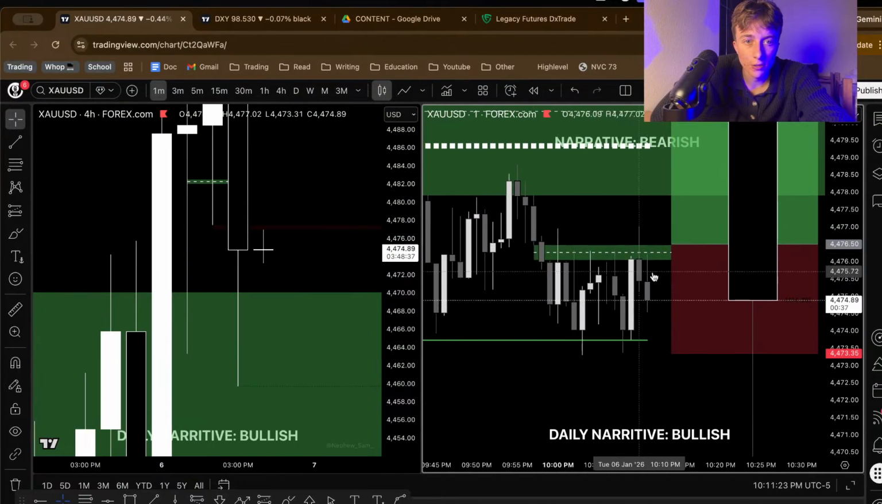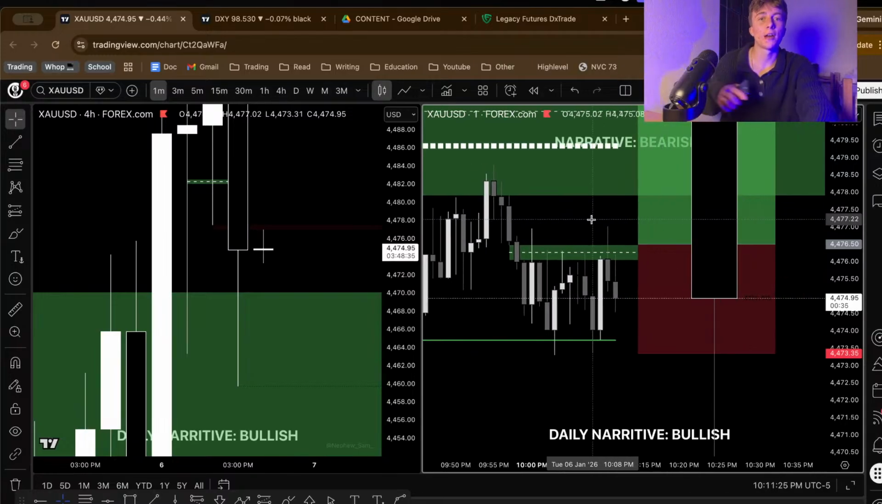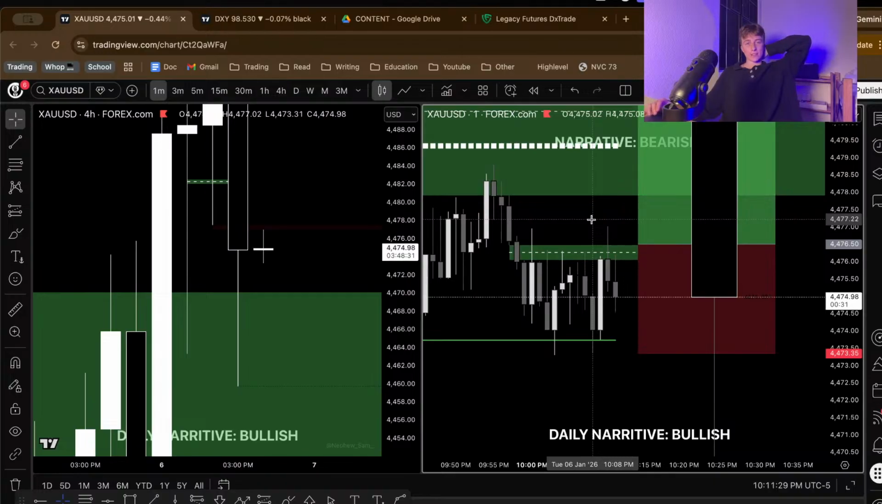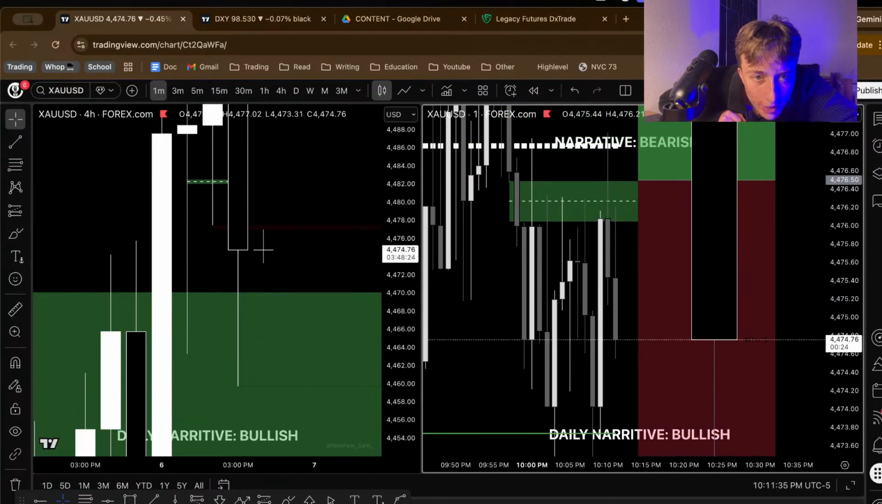It's still failing to close above this gap. I'm telling you guys, even the 1 minute gaps, when they hold, it's dangerous. It's way too dangerous. Let's go though. We got a little 1 minute gap right here.